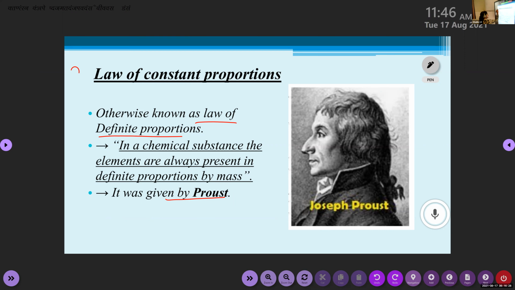This is the second law that comes under laws of chemical combination, law of constant proportion.